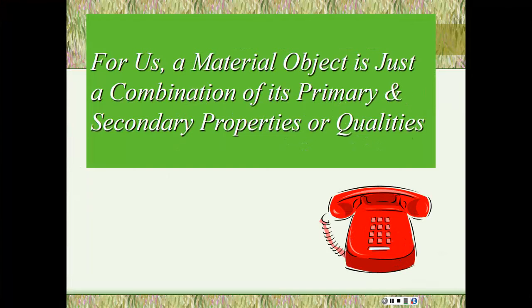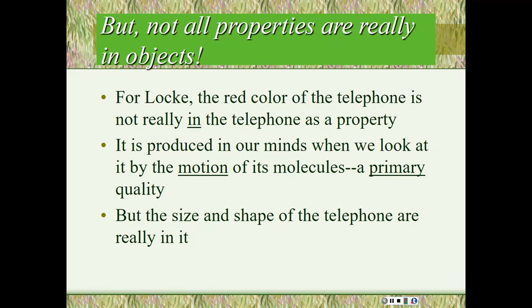But as we saw, for Locke, the red color of the telephone is not really in the telephone as a property, but colors only exist because there are perceivers around capable of experiencing colors. But color is not a property of the telephone. Neither is the white color or the silver or the metal properties of the whiteboard over there. But they're caused in our minds by things like the motion of the molecules. Remember, Locke knows about the molecular theory. He was actually a friend of Newton's and of Boyle's in the Royal Society.